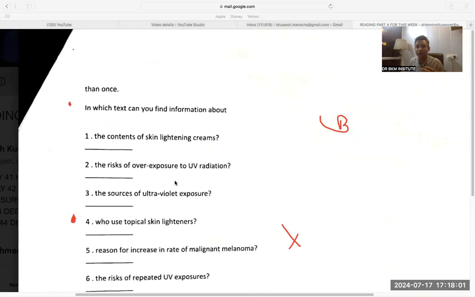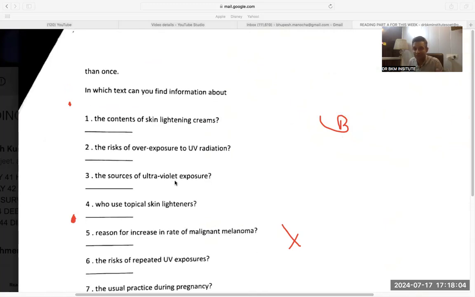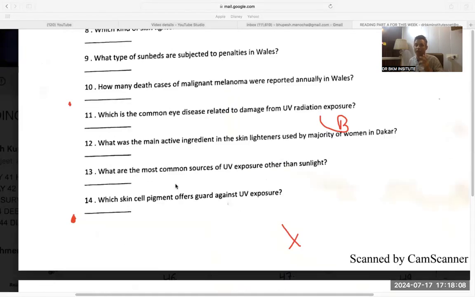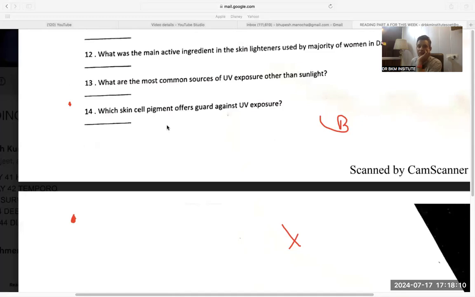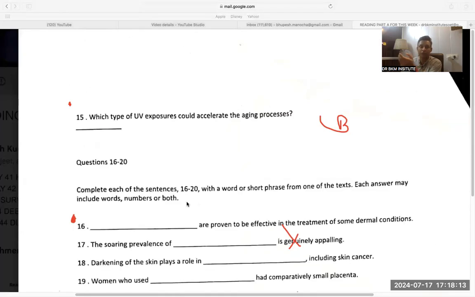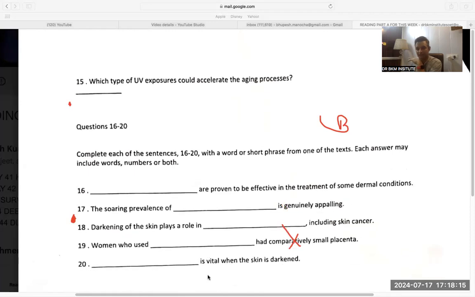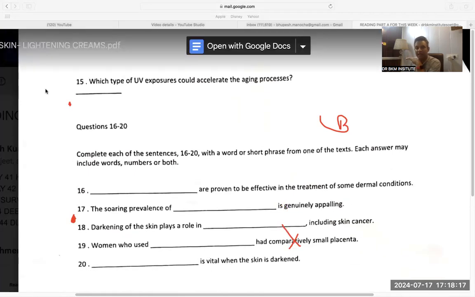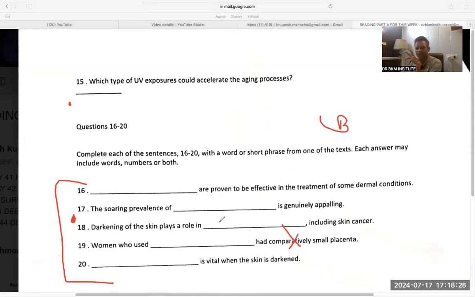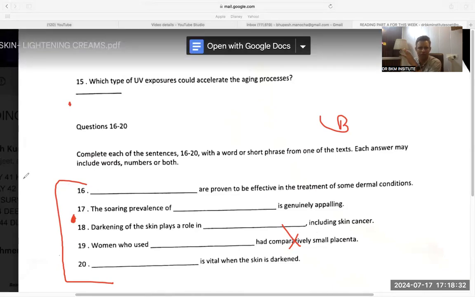See, I am not here to tell you the answer of this reading because in the exam you will have a new reading. But suppose I keep on wasting time in finding 14, how would I do 15, 16, 17, 18, 19, 20? And trust me, 90% of the time these questions would be easy. Dash are proven to be effective in the treatment of dermal conditions. The soaring prevalence of dash is generally appealing. It means most of the time it would be easy. But in this, it's not looking that easy to be honest.